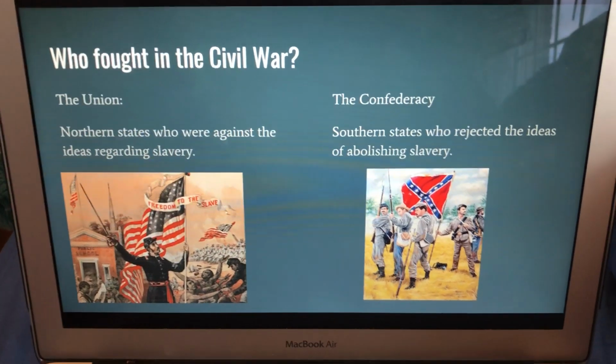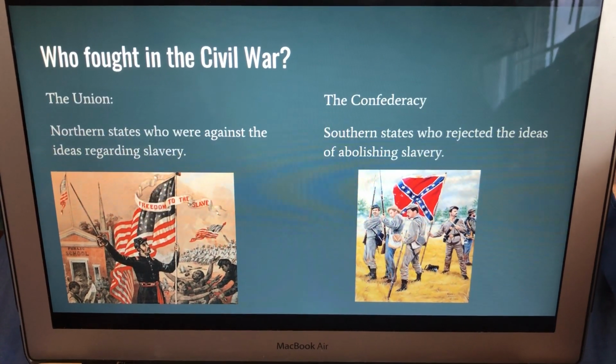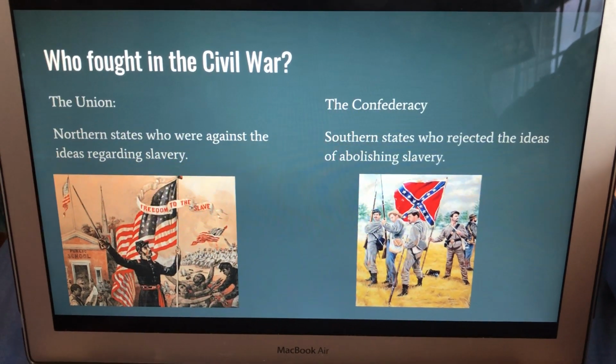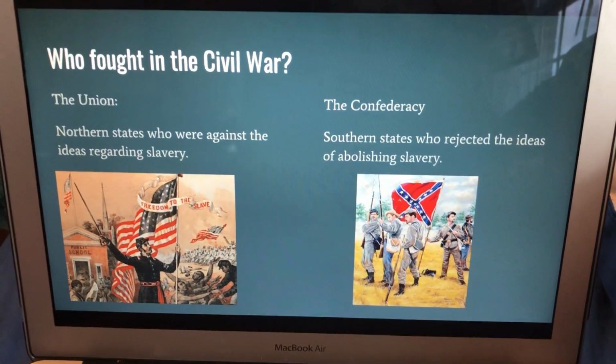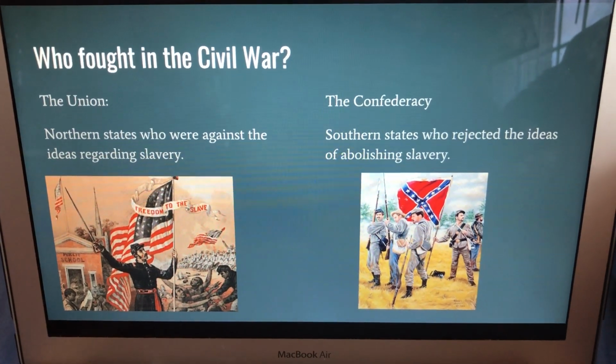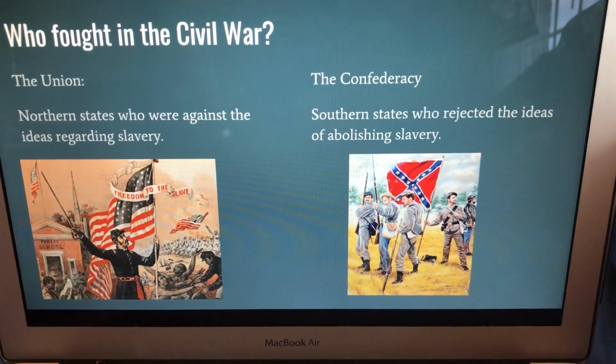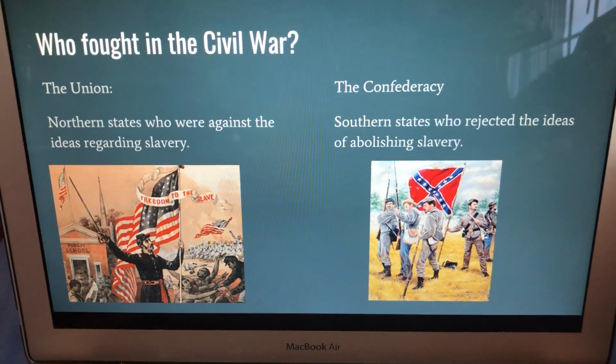And there were, of course, two sides. So there was the Union and the Confederacy. And the Union was made up of the northern states, who were mostly against any ideas regarding slavery and wanted to go against the Confederacy, which was the southern states who rejected any ideas of abolishing slavery.